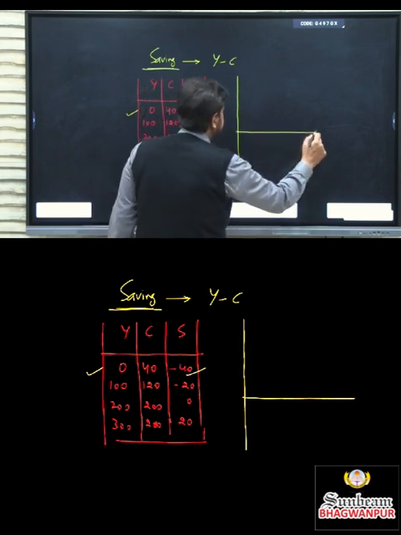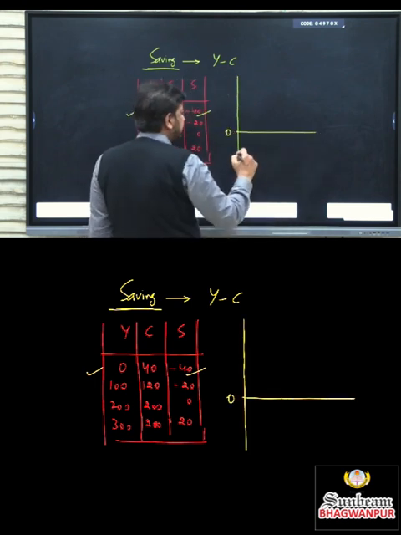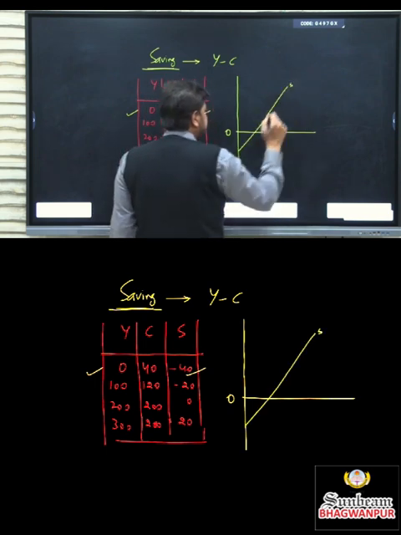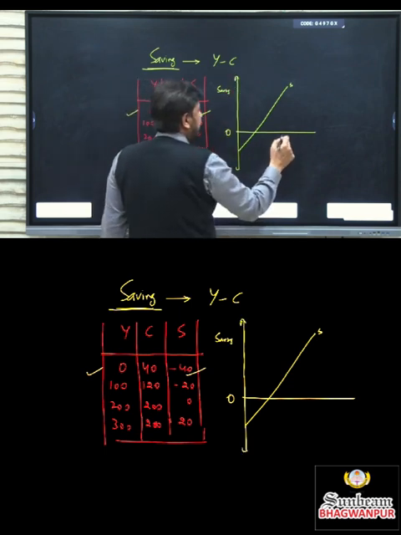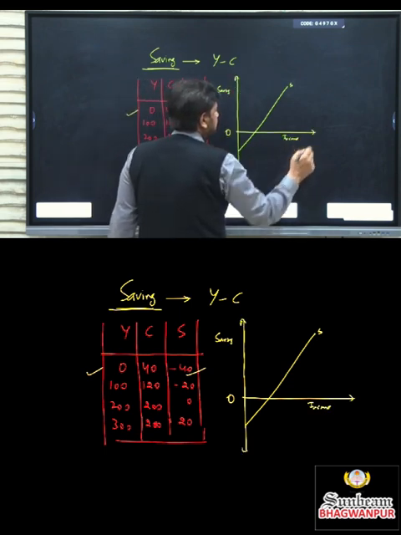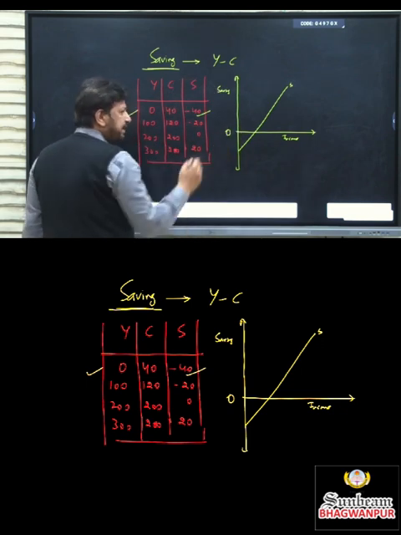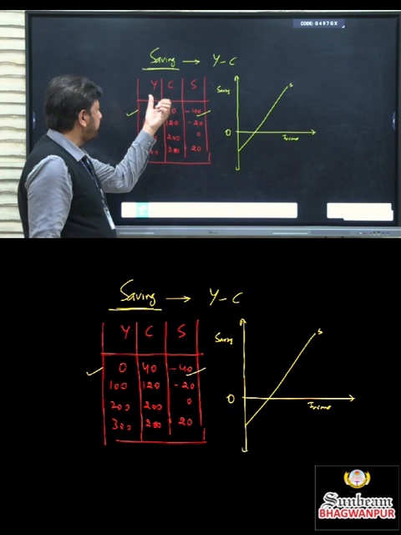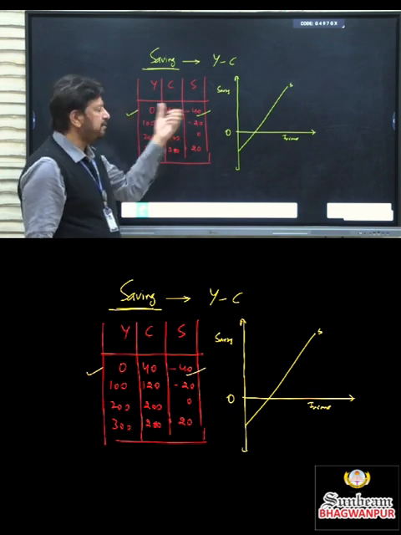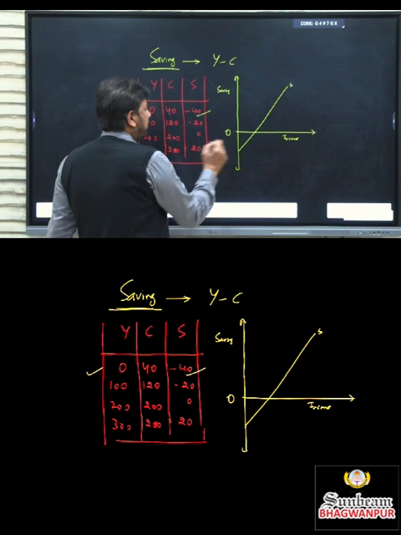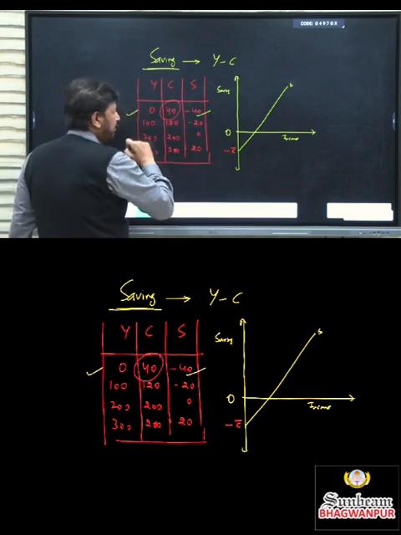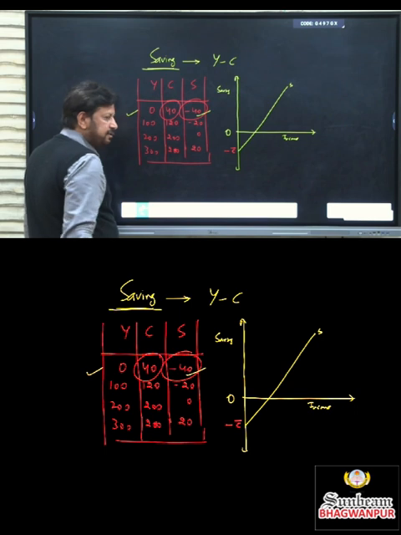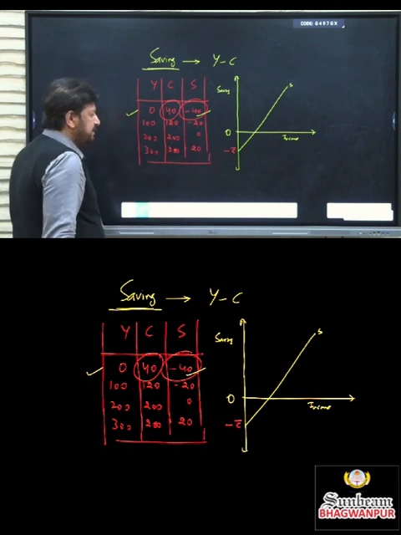It means that the saving curve is going to start from the negative y-axis. This is saving and this is income. The saving curve starts from the negative y-axis because at zero level of income there is some positive consumption, so saving is going to be negative, and it is minus C bar. Whatever positive consumption at zero level of income, the same is the negative saving at zero level, so this is going to be minus C bar.